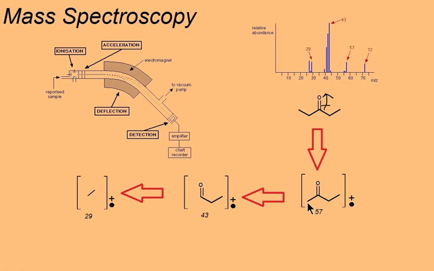The carbon to carbon bond here breaks next. This is what we call alpha cleavage as the bond breaks. And then finally, the alpha bond on the other side also breaks to give us our last fragment at 29 units.